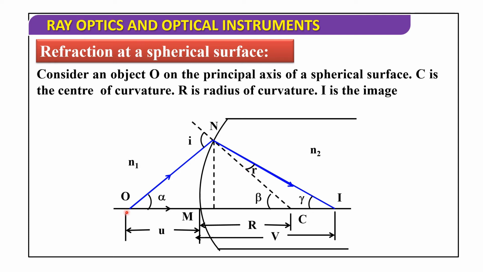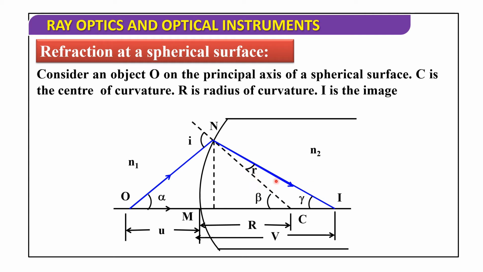Here we are placing the object O. C is the center of curvature and R is the radius of curvature. The distance between pole and center of curvature is known as radius of curvature. I is the image. Here we are drawing the normal, and the angle between incident ray and normal is known as angle of incidence, and the angle between normal and refracted ray is known as angle of refraction.